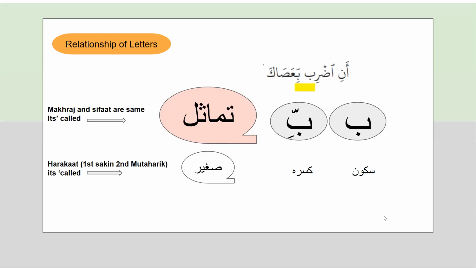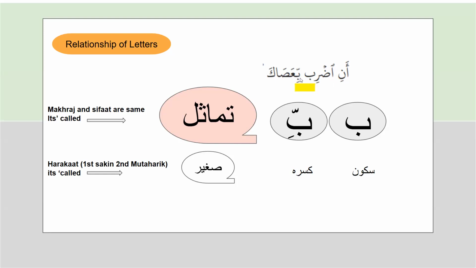If we look at every two meeting letters in detail again, we'll learn that, for example, the ba and the ba in these two words will be read: أن يضرب بعصاك. So first of all, determine the harakas. If you determine the relationship of the two meeting letters from the harakat point of view, we'll see the first is sakin, the second is mutaharrik. So it's going to be saghir. So it's a saghir relationship.